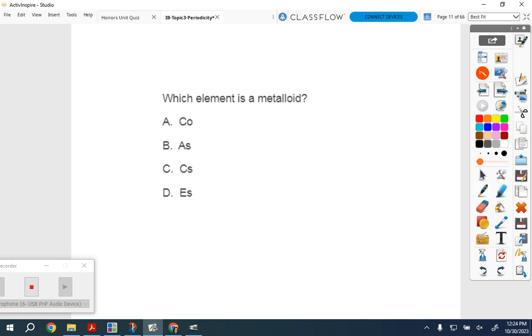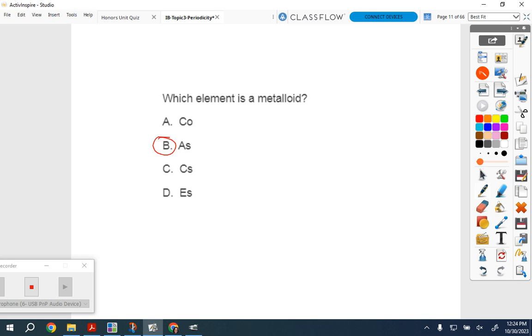Cesium is in the S block. So definitely a metal, because everything except for hydrogen in the S block is a metal. Einsteinium is down in the F block, and so that is also going to be a metal. So you don't have to memorize that arsenic is a metalloid. You just have to know that none of the others could possibly be metalloids, and that arsenic is in fact going to be the answer to that.